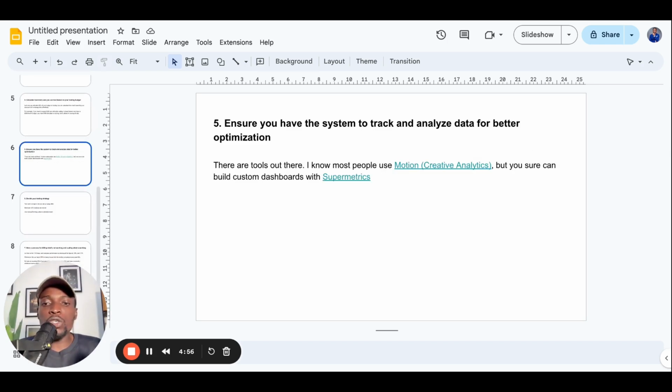Now, the fifth thing you want to do before you launch a new test is to ensure that you have the system, the tools in place to track and analyze your data for better optimization. There are tools out there you can always use. I know a lot of people use Motion, but you can also use Supermetrics to build custom dashboards so you can track your CPA, your AOV, your thumbs up ratio, and all your KPIs actually. This is very critical, because if you don't know what you're tracking, then you cannot tell what is working and what is not working.